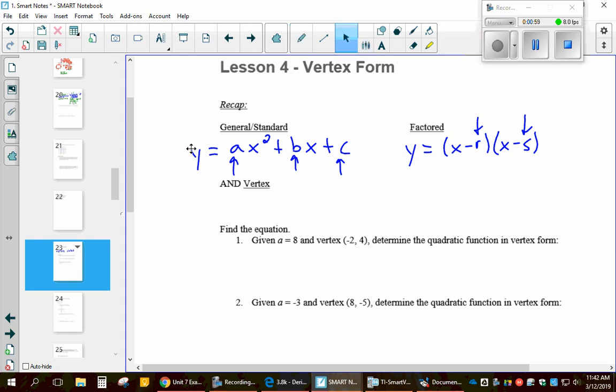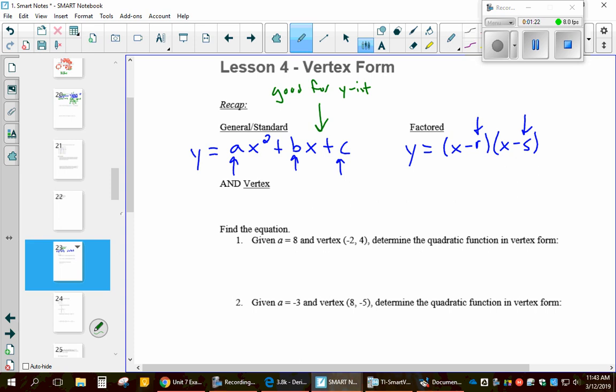Let's back up a step. Our general form, what was this one good for? What would you say was a good reason to have it in that form? What can you see quite easily from that form? You can see the y-intercept pretty easily. So you can say that's good for y-intercept.